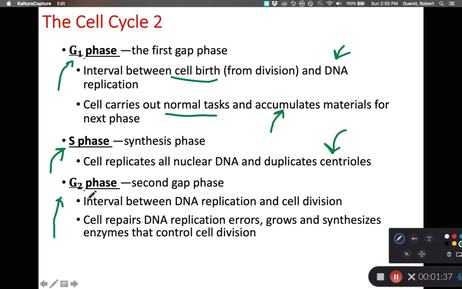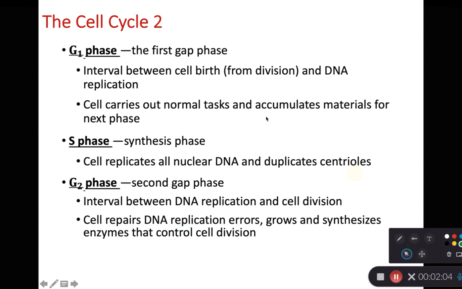Gap 2 phase is going to begin after we've finished replicating our nuclear genome and right before we start the process of dividing the nucleus, or mitotic phase. This gap 2 phase is going to primarily focus on fixing DNA replication errors, adding more organelles, adding more mass in cytoplasm, and additional enzymes needed to help regulate the cell division process.